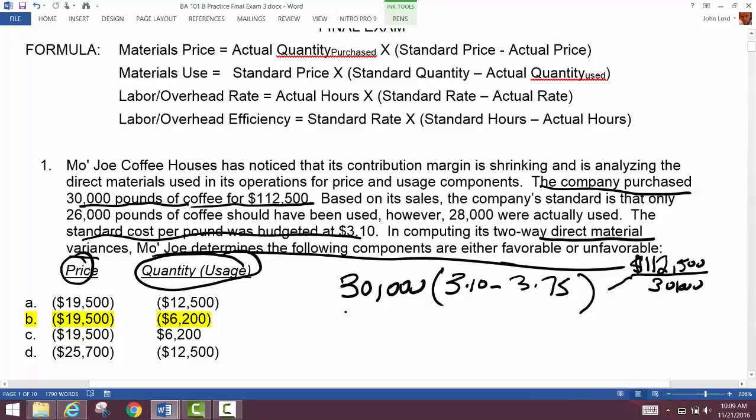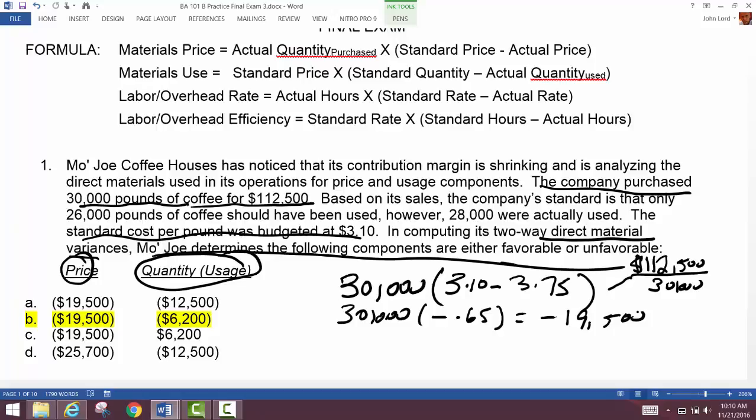So I take the 30,000 times that, and it's going to be a negative 0.65, negative 65 cents. And that gives me negative 19,500. Now this problem was kind of a trip in that they didn't call them out as favorable or unfavorable, but they did show them as negatives, didn't they? So I know the answer is B because I've highlighted it.